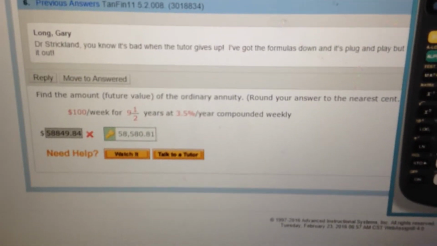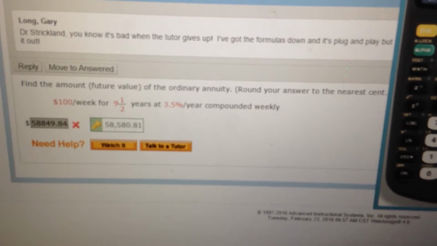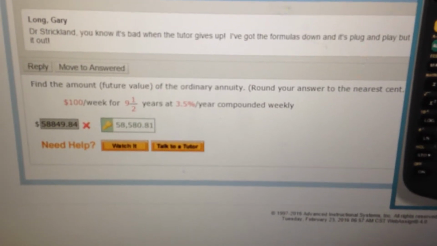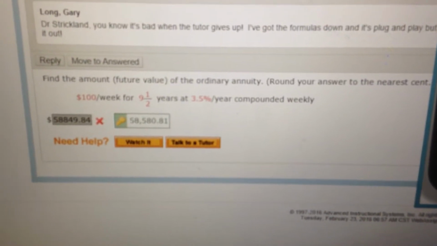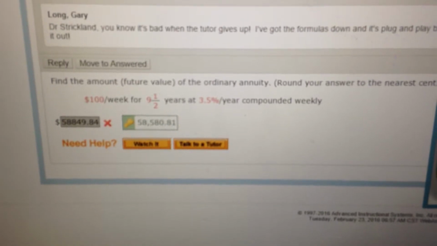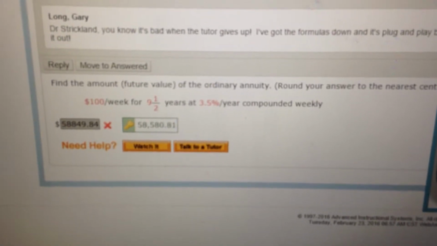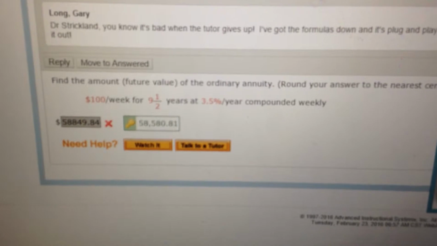Hi Gary, we're working on this problem. Find the amount of the future value of this ordinary annuity rounded to the nearest cent. My guess is your answer is off because you did some rounding before the final part of the answer, but I'll show you how I did it.